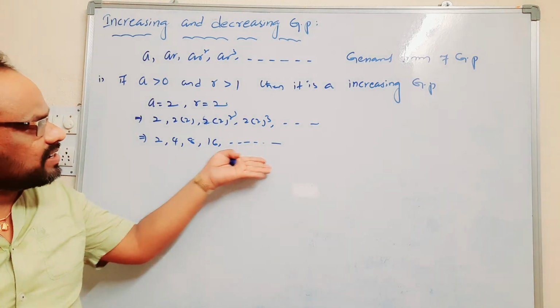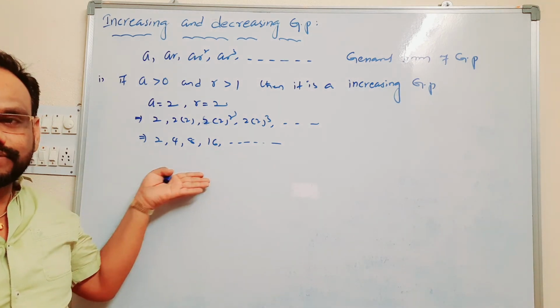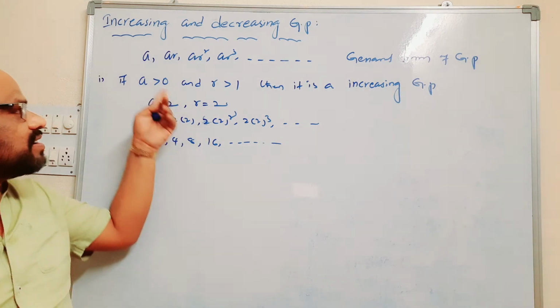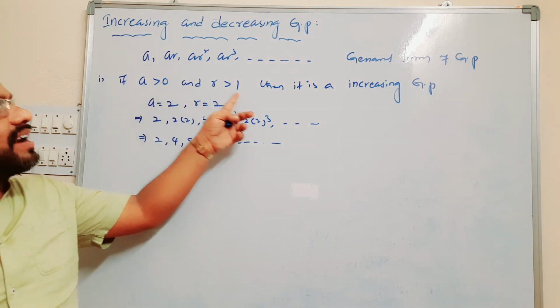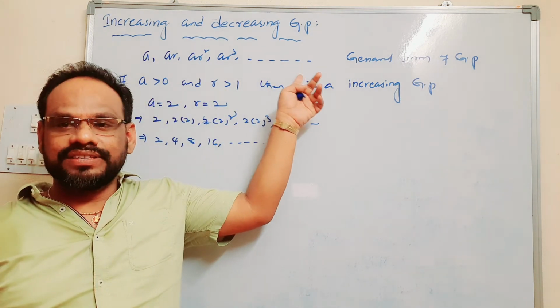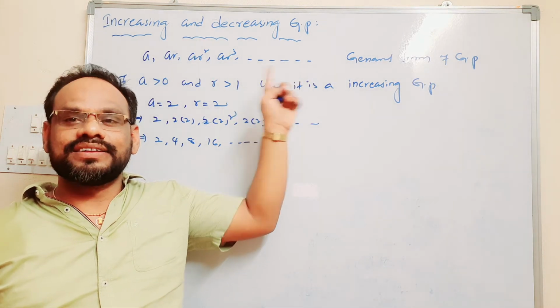Clearly it is an increasing GP. Increasing GP depends on A and R. If A is greater than 0 and R is greater than 1, then the given GP is an increasing GP.